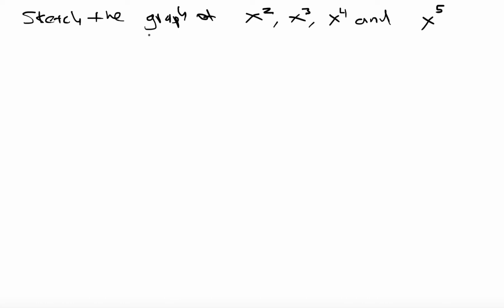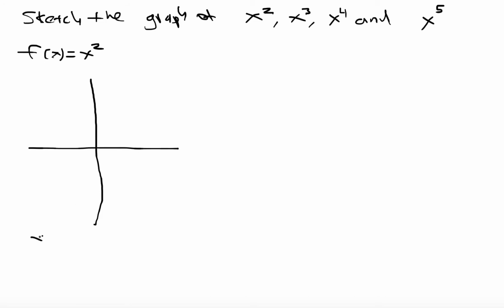All right, so here we want to sketch the graph of x squared, x cubed, x to the fourth, and x to the fifth. So these are all what we call power functions. For example, we could have f of x equal to x squared. What is this? This one we should be pretty familiar with. This is just our basic quadratic equation, our U shape.